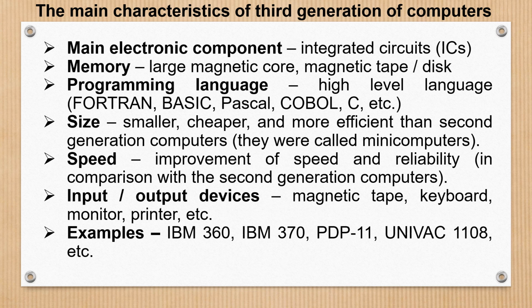Next, the third generation systems: integrated circuits are used for the electronic component, and for the memory we have the magnetic core and magnetic tape at that time. Next, the programming languages COBOL, Pascal, Basic, Fortran are used, and the size is smaller, cheaper and more efficient than the second generation computers. The speed is also improved over the previous generation, and for input output they used magnetic tapes, keyboard, monitor, and the printer.